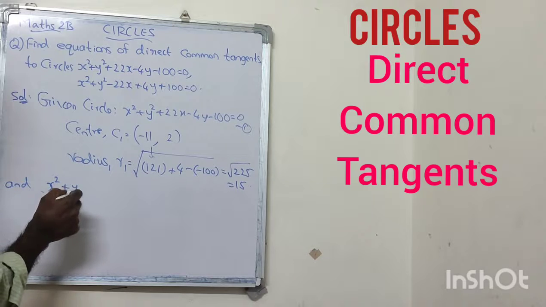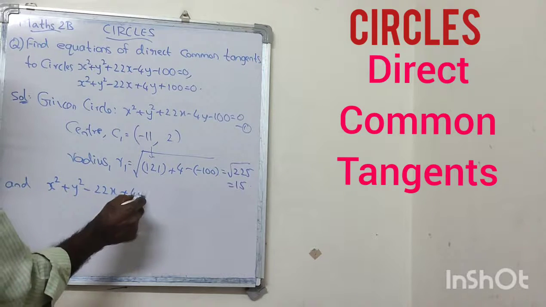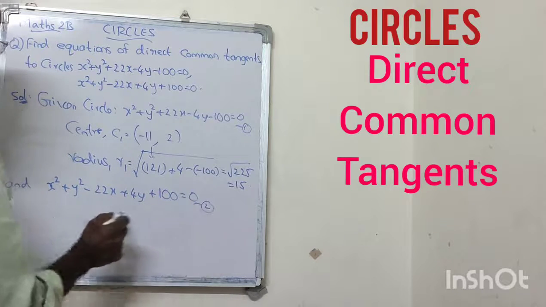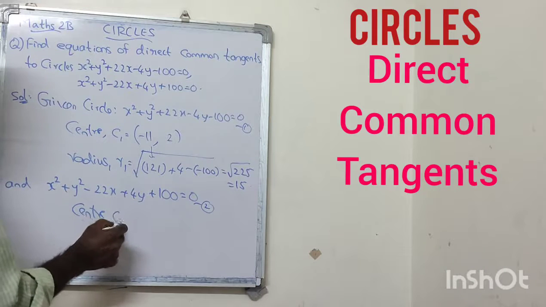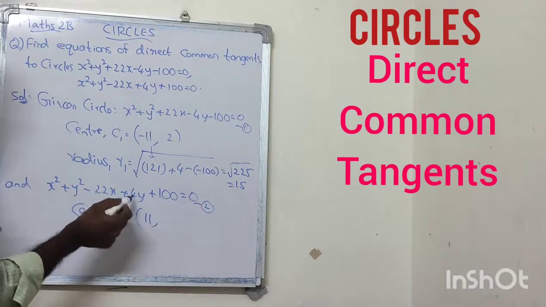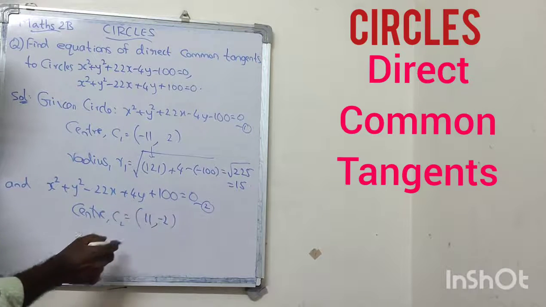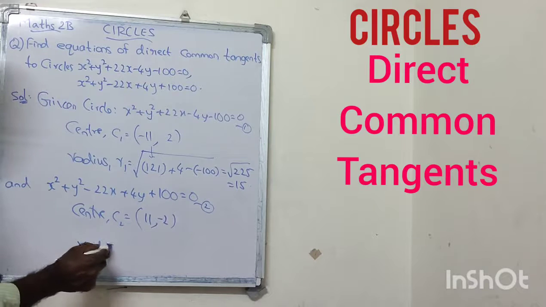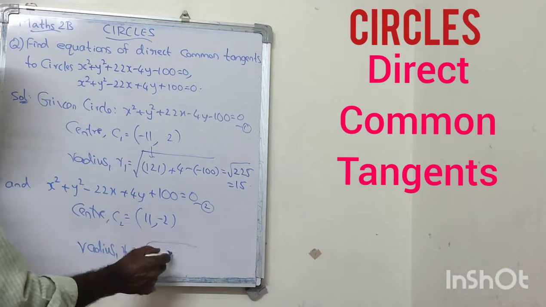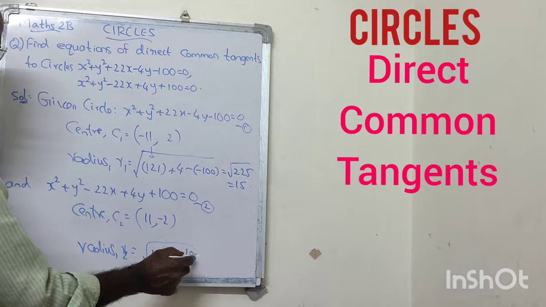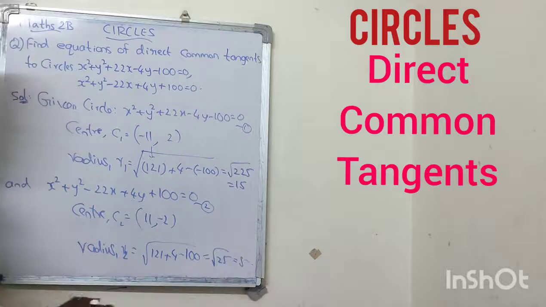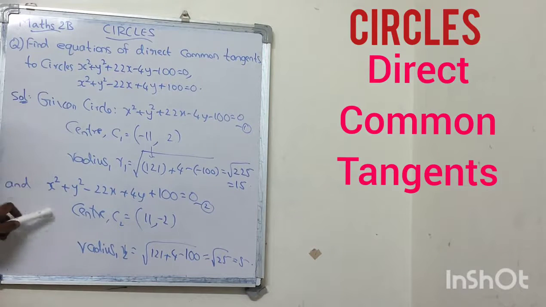Next, second circle. x square plus y square minus 22x plus 4y plus 100 equal to 0, equation number 2. Now center C2. 22, half of it 11, minus means plus you take, and half of 4 is 2, plus means you should take minus. Now radius R2. In the same way like we did here, 11 square 121, minus 2 whole square 4, minus 100. 125 minus 100, 25, root 25 is 5. So we got the two centers and two radii.